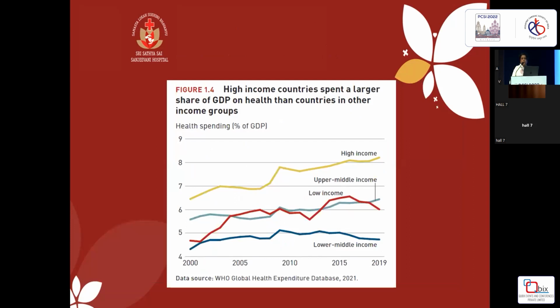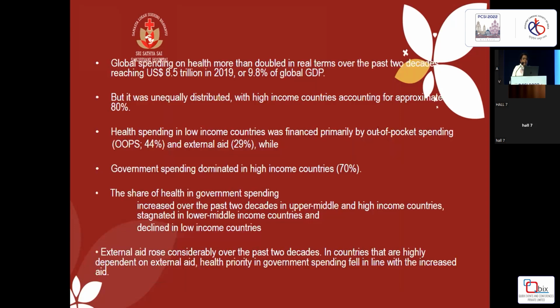When you analyze this a bit better, we will see that the high income countries spend quite a substantial amount of GDP on health, and it goes up to 9% for the US, UK, and 29 high income countries. For the low and middle income countries, it falls to less than 5%. Though the global spending has doubled in the past 2 decades, amounting to $8.5 trillion in 2019, which is 9.8% of global GDP, 80% of it is located in the highly developed countries. Health spending is low in low-income countries.